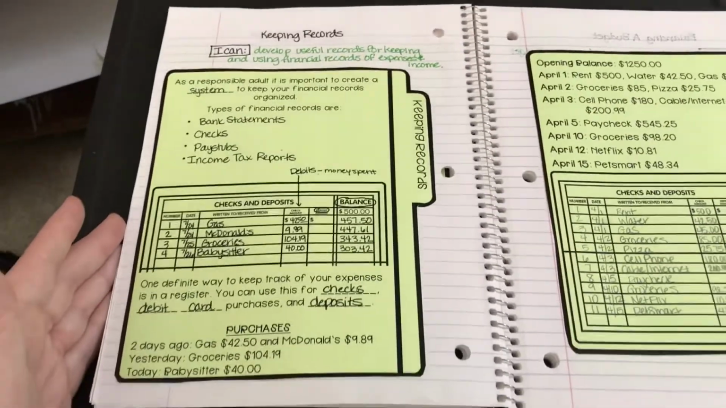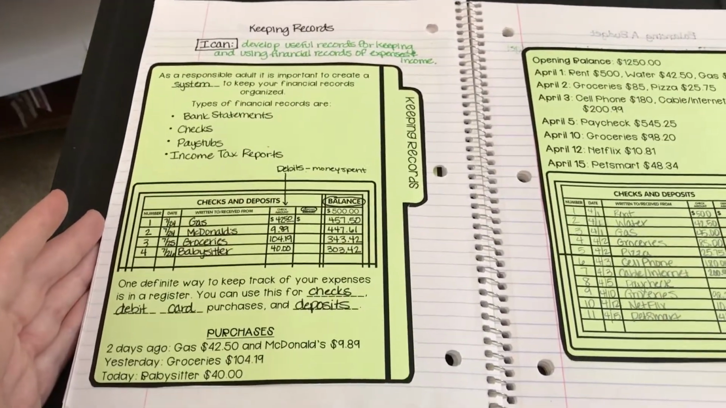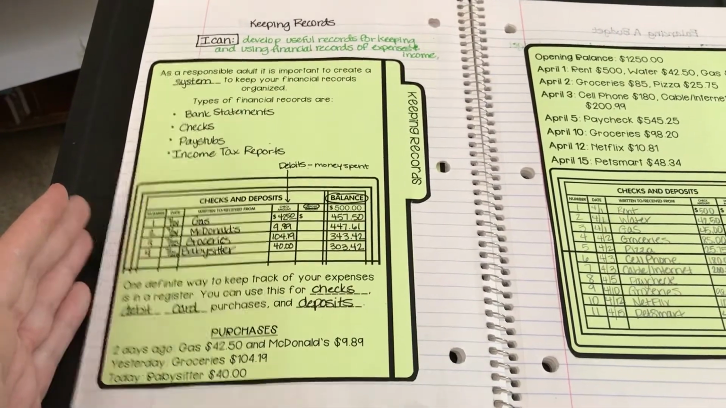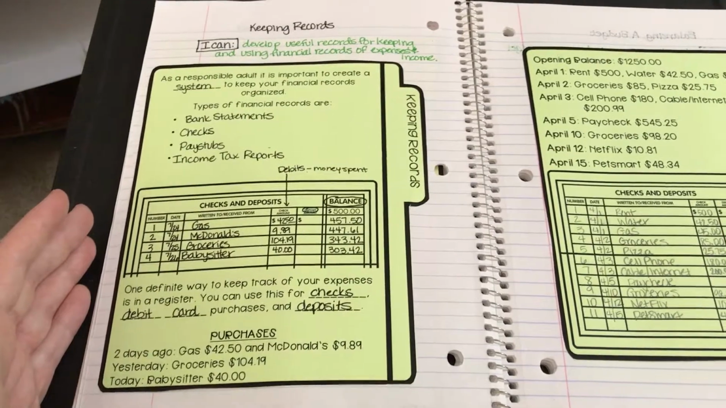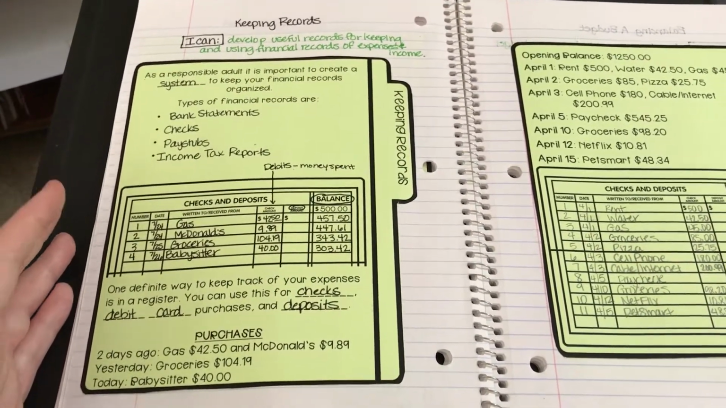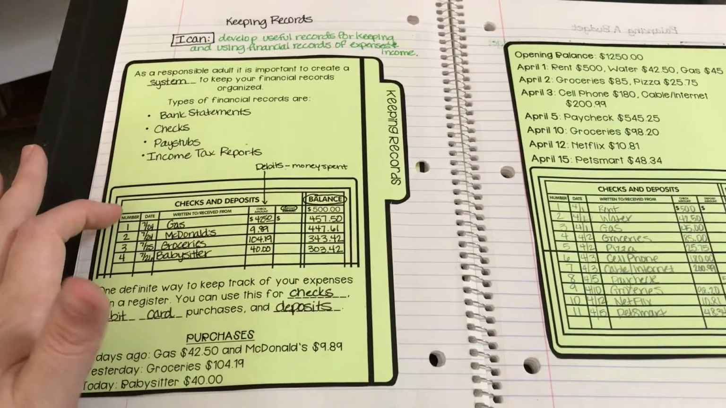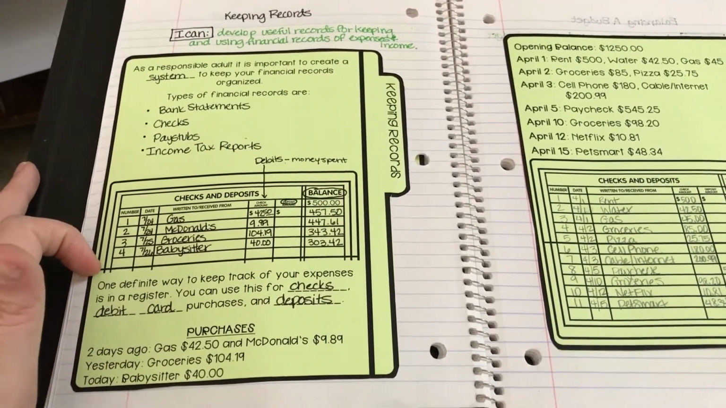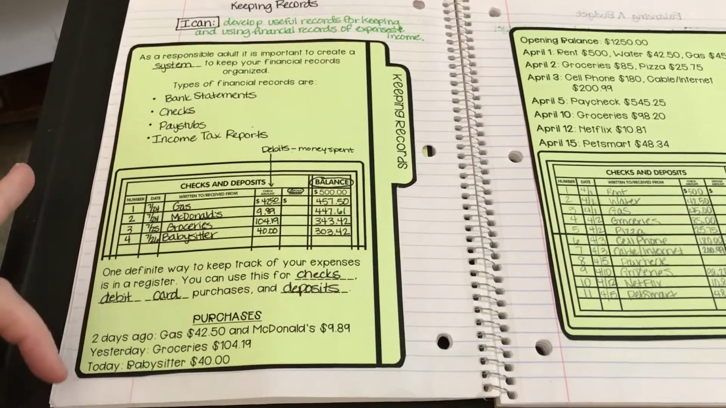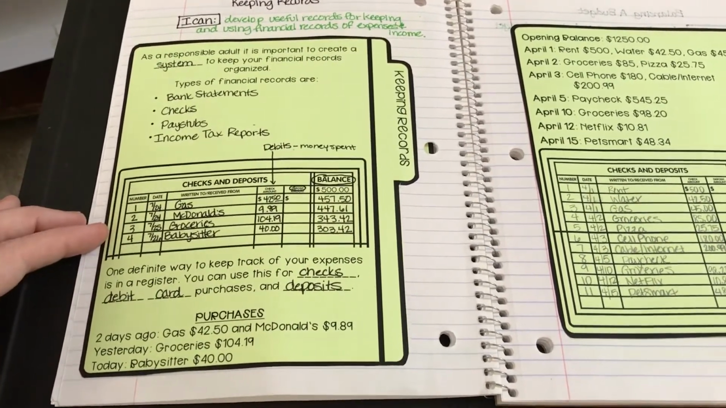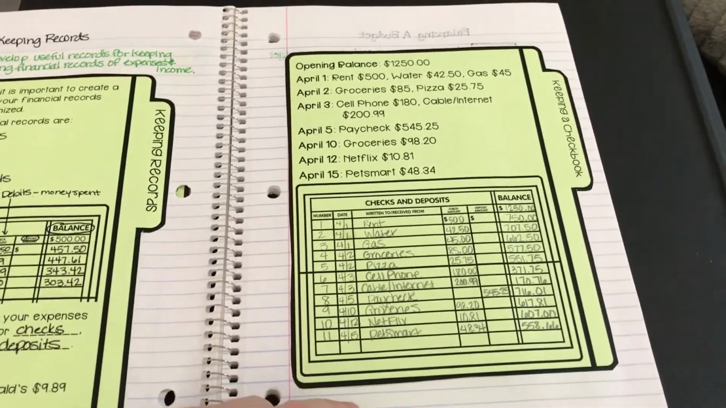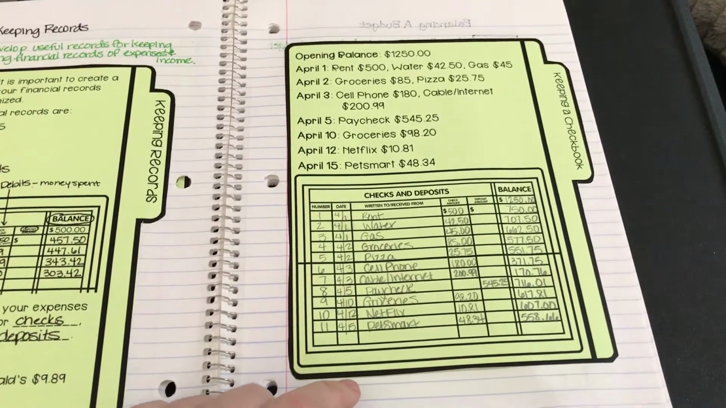The next lesson is keeping records. So here students are talking about keeping a system for their financial records, statements, checks, pay stubs, income tax reports, and such like that. So basically it's about being organized. But then they also need to understand how to fill out a check register. So we talk about that and give them some purchases to do, and they fill in that information, and then the follow-up is to keep a checkbook register here on their own.